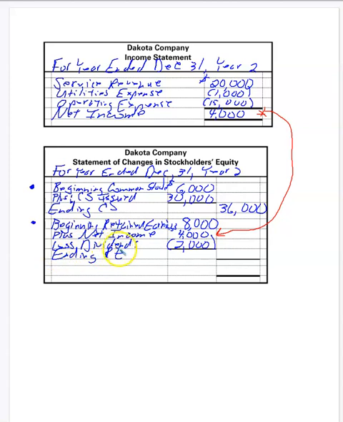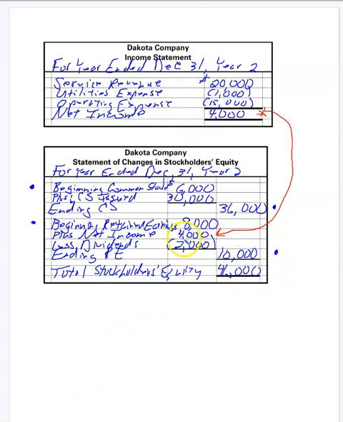it RE. You won't be able to do that when you do this in Connect. You'll have to write it out or do the drag down menu. 8 plus 4 minus 2 is an ending balance of $10,000. So now we have our two ending balances, 36 and 10. I'm going to add those to get total stockholders' equity. So total stockholders' equity, 36 and 10, is $46,000.